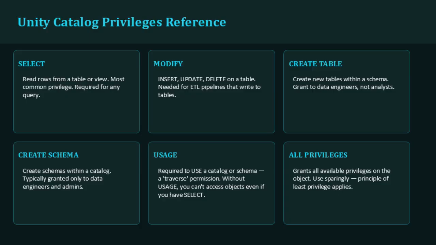USAGE: required to actually use a catalog or a schema. Think of it as a traverse permission. Without usage, you can't access objects even if you have SELECT access on them. ALL PRIVILEGES grants everything available on an object. Use this sparingly; the principle of least privilege applies here. Usage is a common exam trap. SELECT on a table isn't enough on its own if the user doesn't have USAGE on the parent schema or catalog.